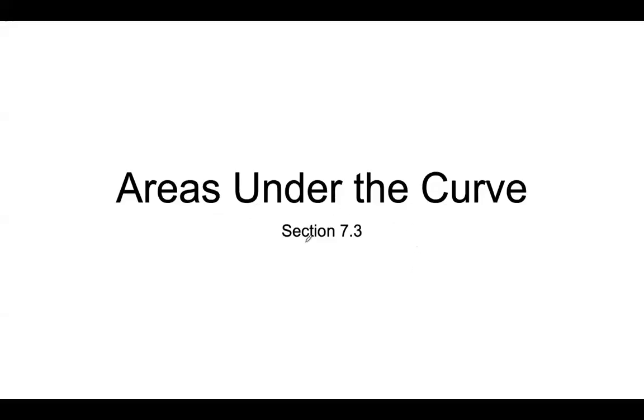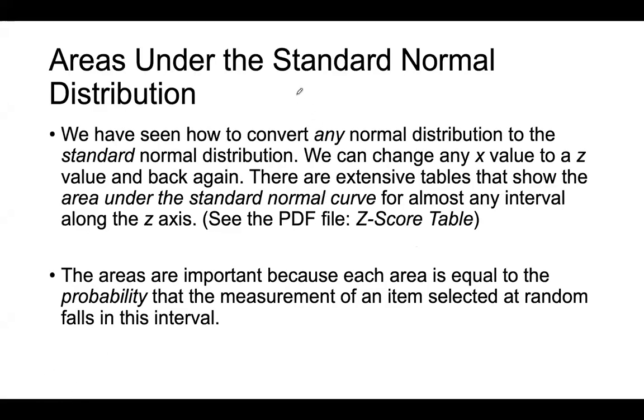So we're going to continue on talking about areas under the curve, section 7.3. This is an important topic: areas under the standard normal distribution. We have seen how to convert any normal distribution to the standard normal distribution. We can change any X value to a Z value and back again. There are extensive tables that show the area under the normal curve for almost any interval along the x-axis. There's a PDF file called Z-scores or normal table, which I'll show you in a second.